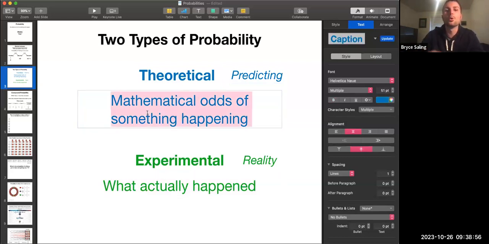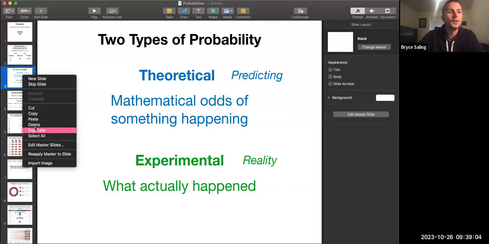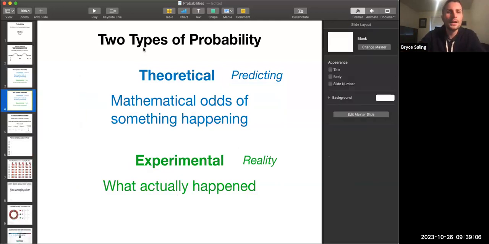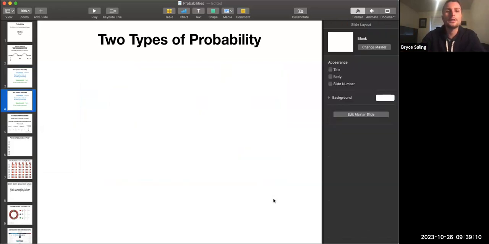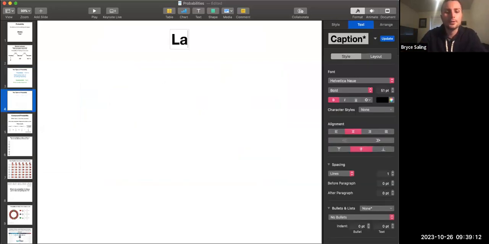But the thing is, the more that you do it, like the more rolls of a dice you have, the more the experimental will match the theoretical. So that's kind of what we talked about with the bell curve. So just think about it like this. Law of large numbers.